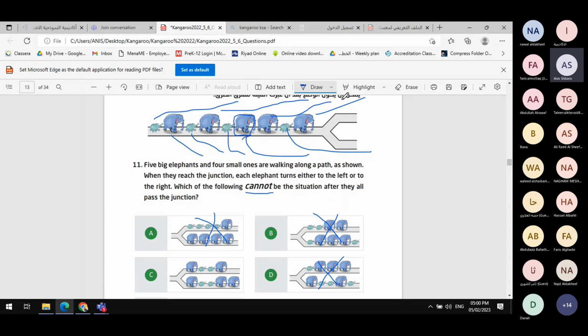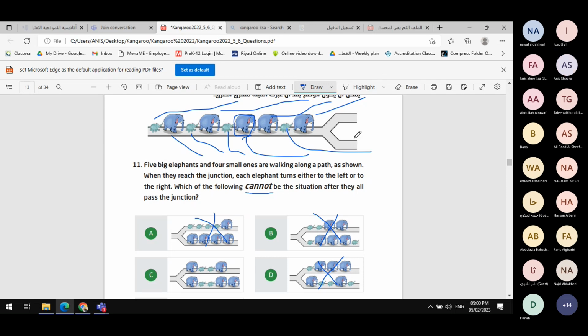Those went up. Yes, but can I change their places? No, if you change their places, it cannot. We cannot change any place. When they reach this point, they are going either to the right or left. We cannot change. Then how the last big elephant? You said it's down, and the other small one will go up.